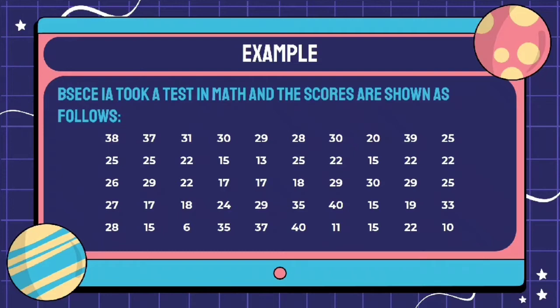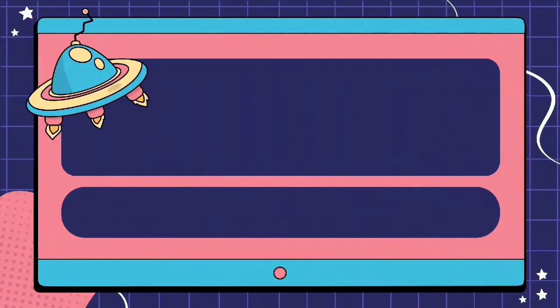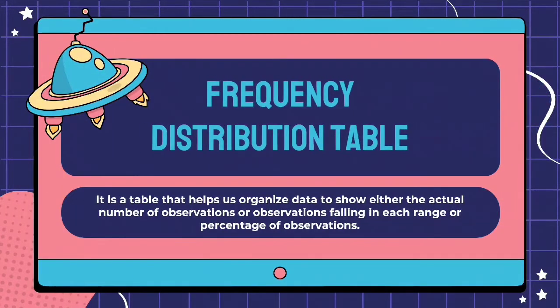Before we start creating the frequency distribution table, let us first define what it is and how it works along the way. Frequency distribution table. It is a table that helps us organize data to show either the actual number of observations or observations falling in each range or percentage of observations. It is like breaking the whole into parts for better observations.